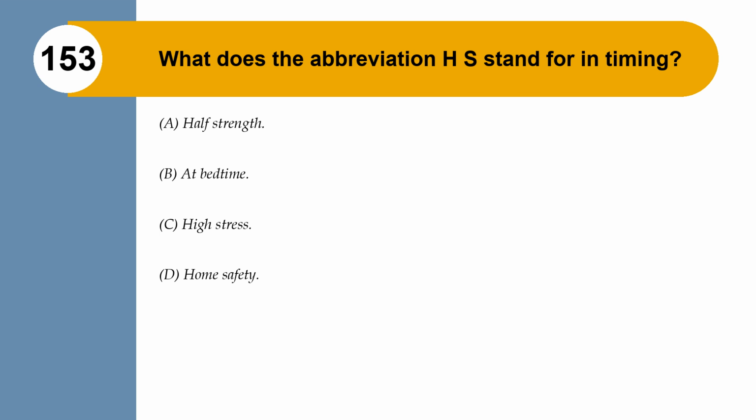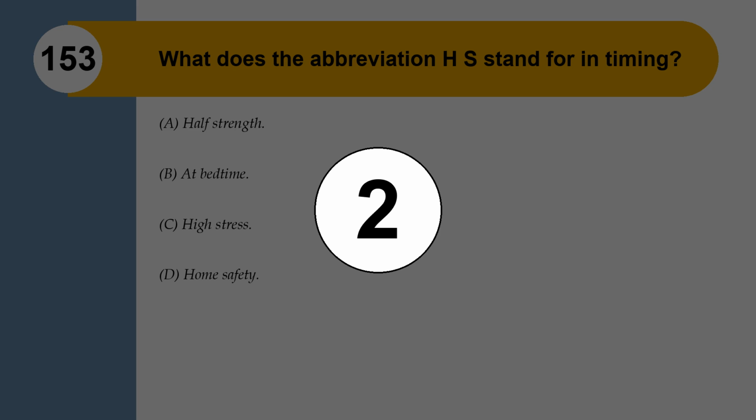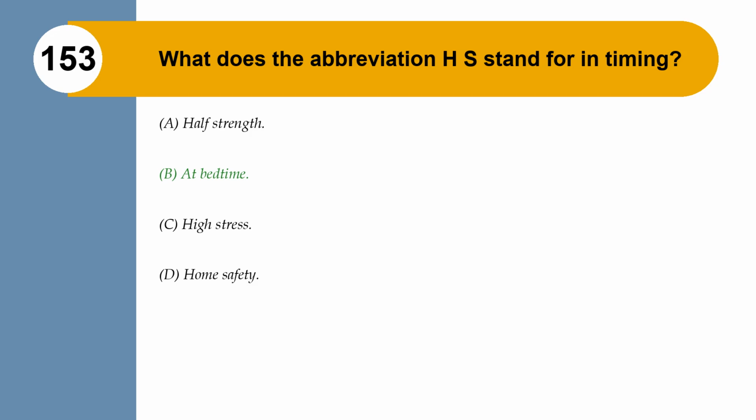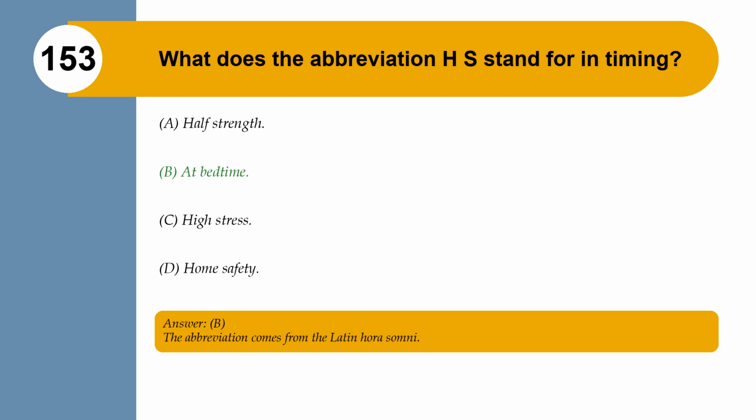Question 153. What does the abbreviation HS stand for in timing? Option A, half strength. Option B, at bedtime. Option C, high stress. Option D, home safety. The correct answer is option B, at bedtime. Explanation. The abbreviation comes from the Latin hora somni.